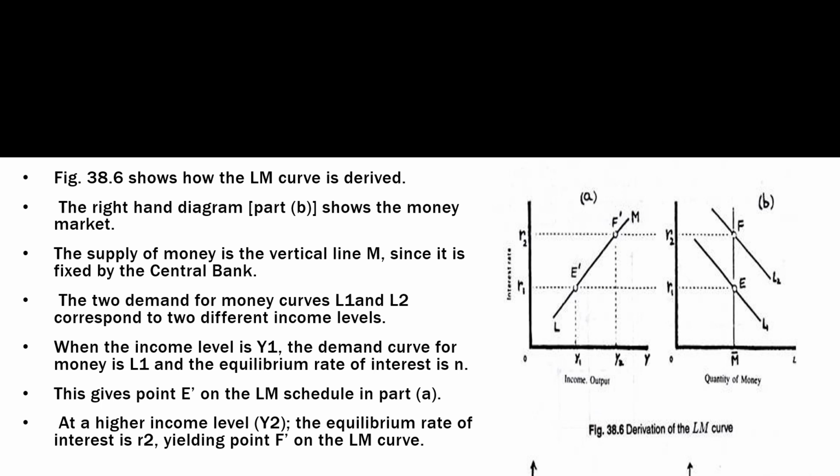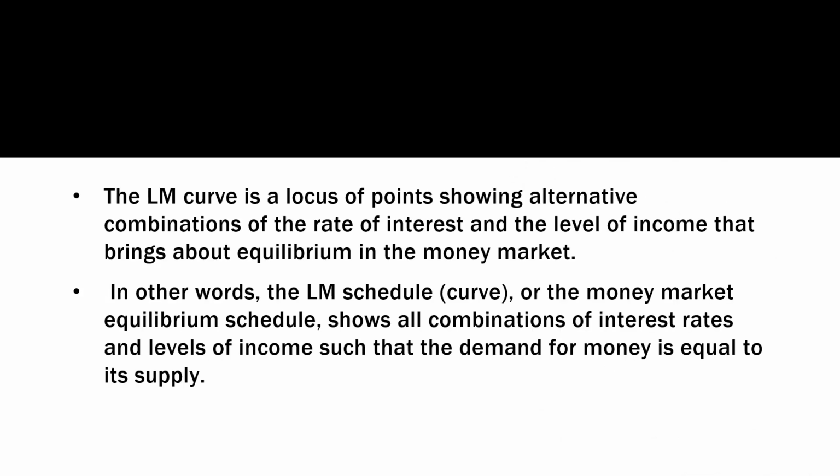When the income level is Y1, the corresponding demand curve is L1, and the equilibrium rate of interest is R1. This gives the point E on the LM schedule. At a higher level of income, which is Y2, where Y2 is higher than Y1, the equilibrium rate of interest is R2 corresponding to Y2, and this yields a point F on the LM schedule, or LM curve.